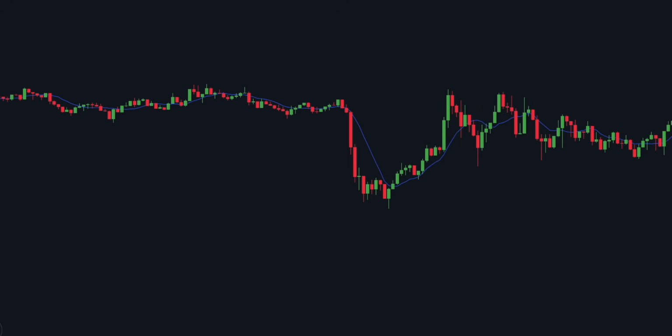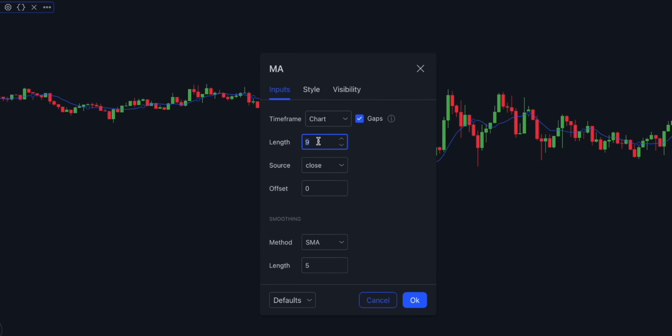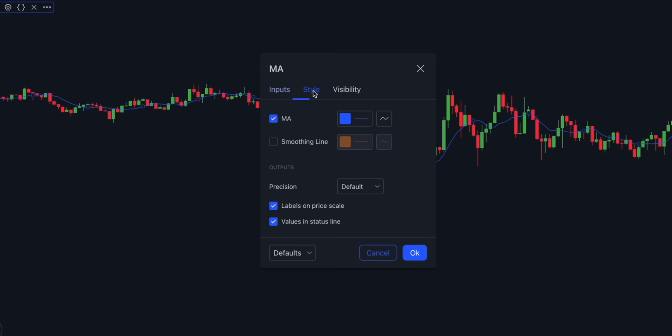ChatGPT mentioned that we should use a moving average with the length set at 20. So let's access the indicator settings and change the parameters.